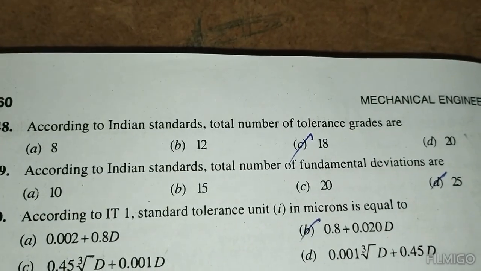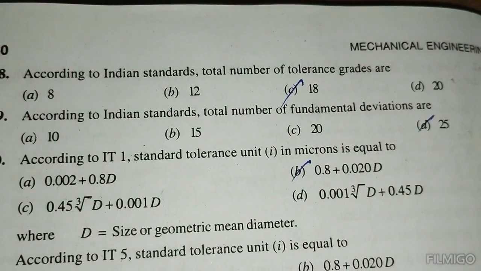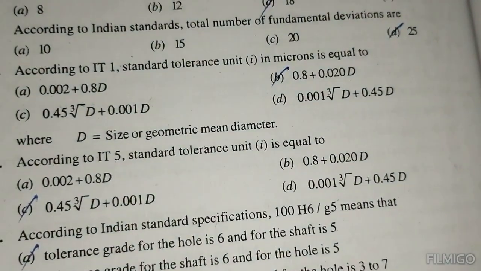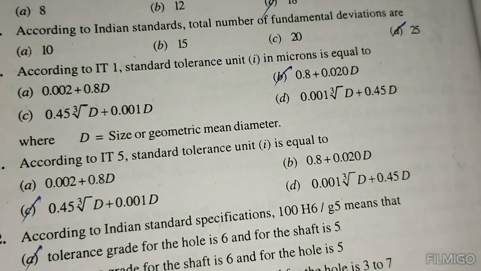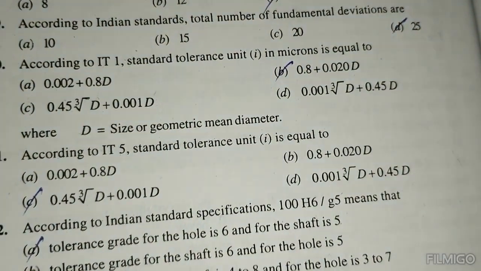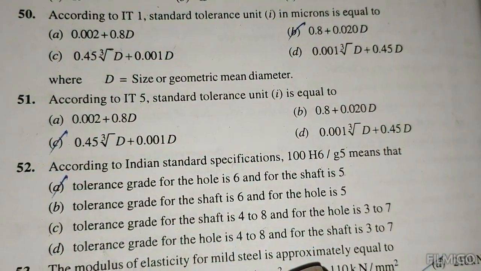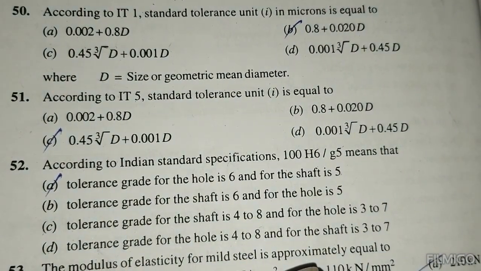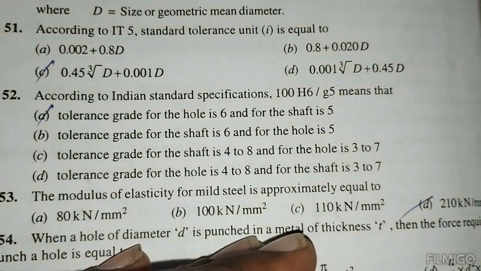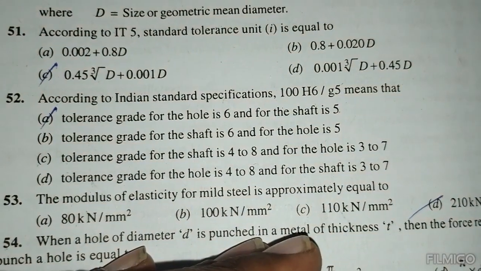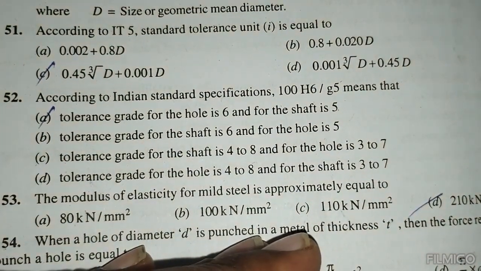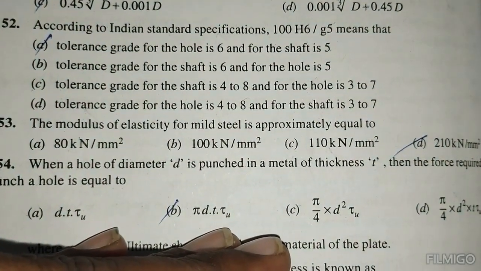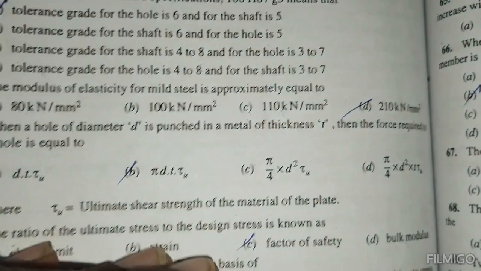According to Indian standards, total number of tolerance grades are 18. The total number of fundamental deviations are 25. According to IT1, standard tolerance unit in microns is equal to 0.8 plus 0.020 D. According to IT5, standard tolerance unit equals 0.433 root of D plus 0.001 D. According to Indian standard specification, 100 H6/g5 means the tolerance grade for the hole is 6 and the shaft is 5. The modulus of elasticity for mild steel is approximately equal to 210 kN per millimeter square.